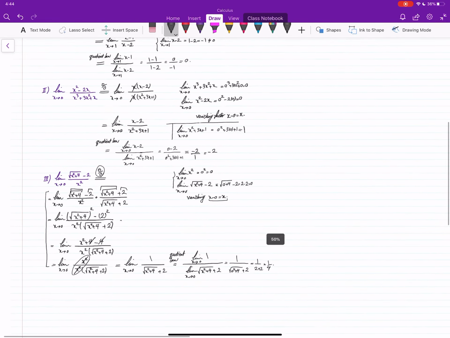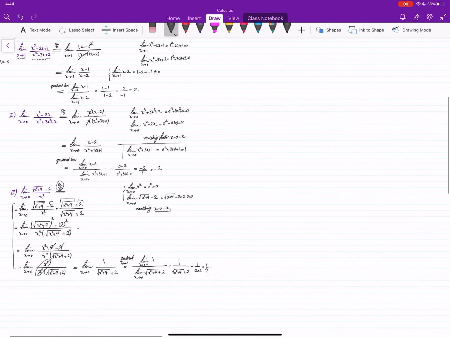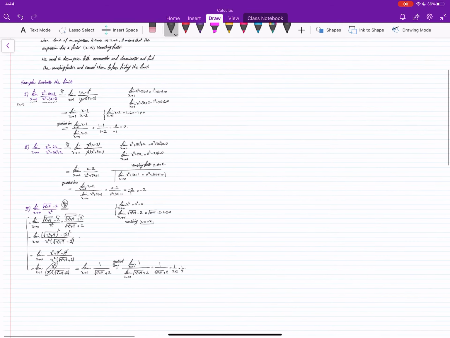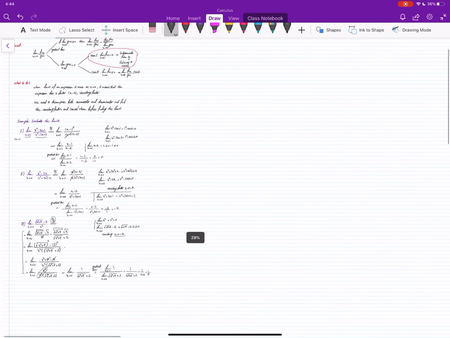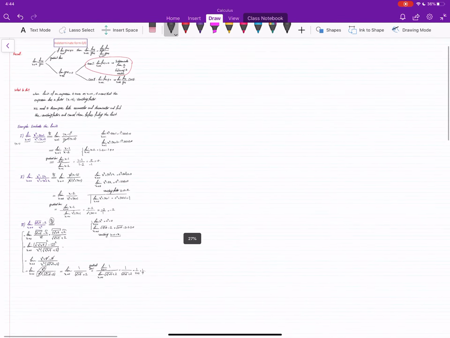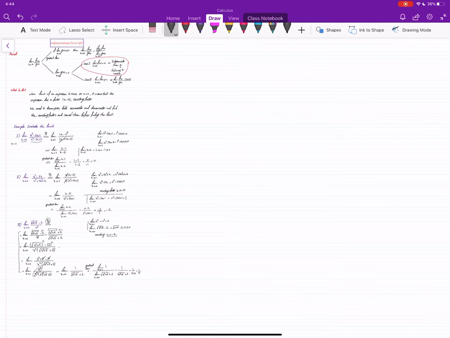So that is one case, case 1, of when the limit of the denominator is 0. The quotient law fails. Now you have 0 over 0, and then you find the vanishing factor from the numerator and denominator, cancel them, and then find the limit.